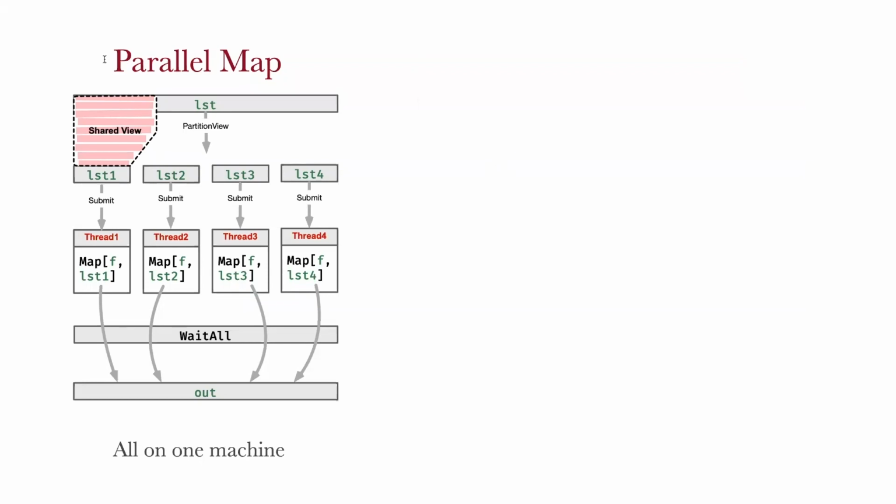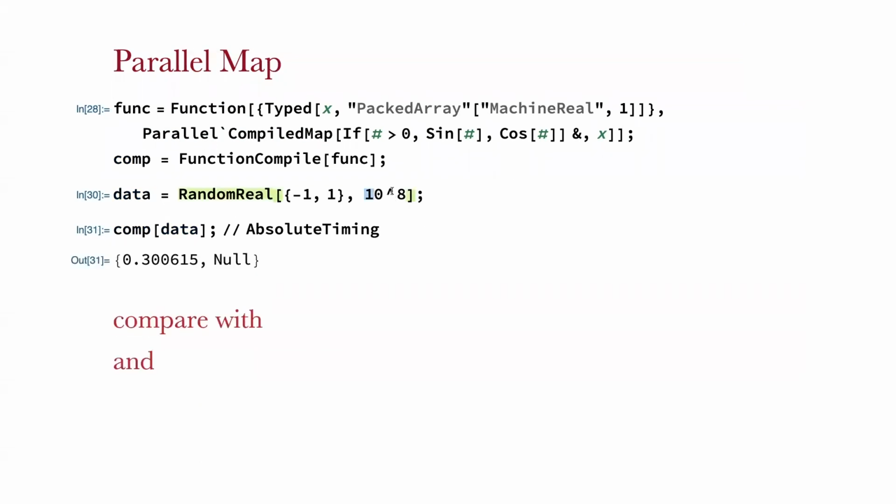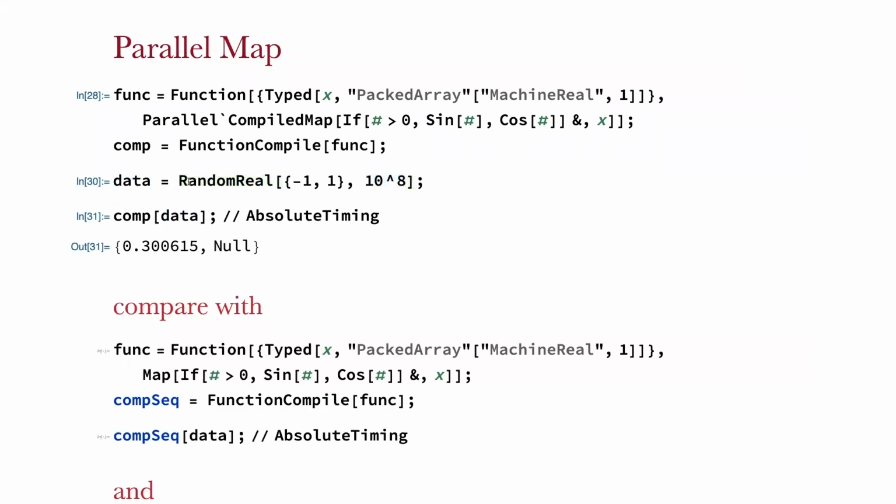We have, for example, a parallel map. We start out with a list and partition it, work on individual parts of it in threads, and then populate the result. We wait for everything to complete, and then we can finish. And this is all on one machine. So we have this parallel compiled map. I'm giving it 100 million data elements, and you can see the speed that this is running at.